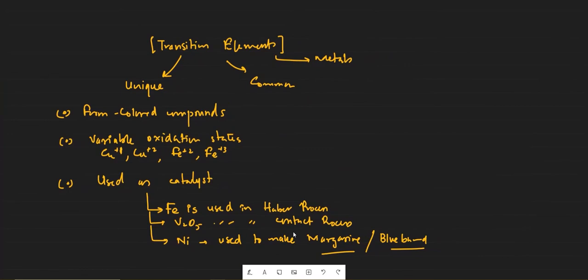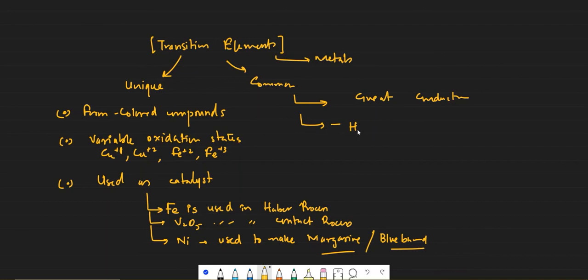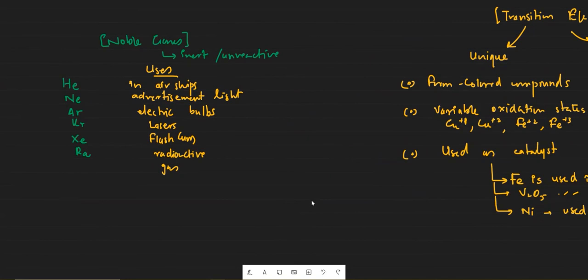As far as the common properties are concerned, they are great conductors of electricity. And they have high densities, like other metals have high densities. And they have high melting and boiling points. So that's all from the chapter itself. This is the theory that you need to remember. Now we're going to move to solve a few past paper questions so that you can apply these concepts.